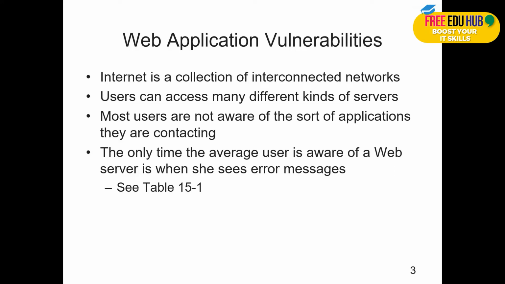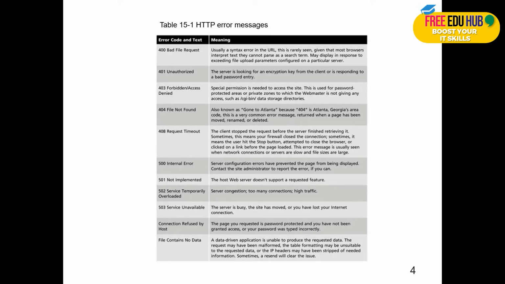Most users are not aware of the sort of applications they are contacting. You only know the web interface of an application. You don't know any details about the rest, how many applications are running, which application you are using, what other applications are linked to it, etc. The only time the average user is aware of a web server is when he or she sees an error message, which are quite standard, like 400 bad file request, 401 unauthorized, 403 forbidden, etc. So if you see any of these error messages, they mean something.